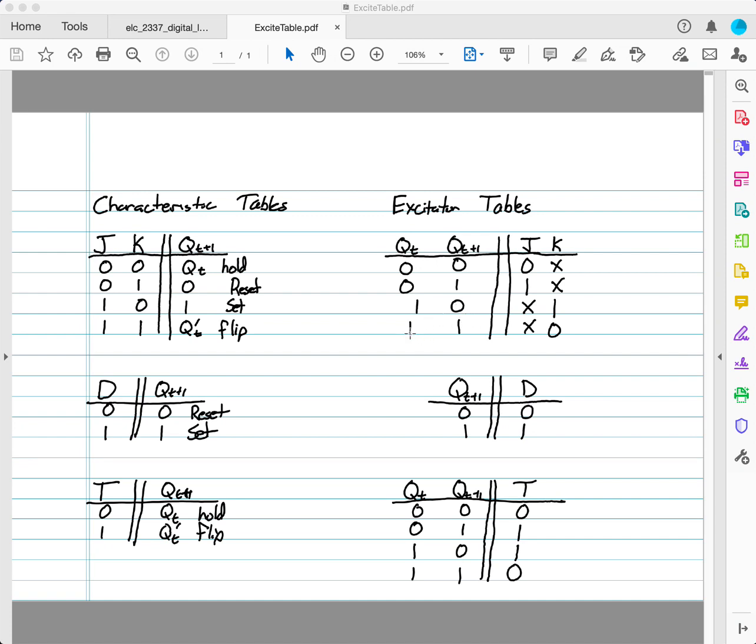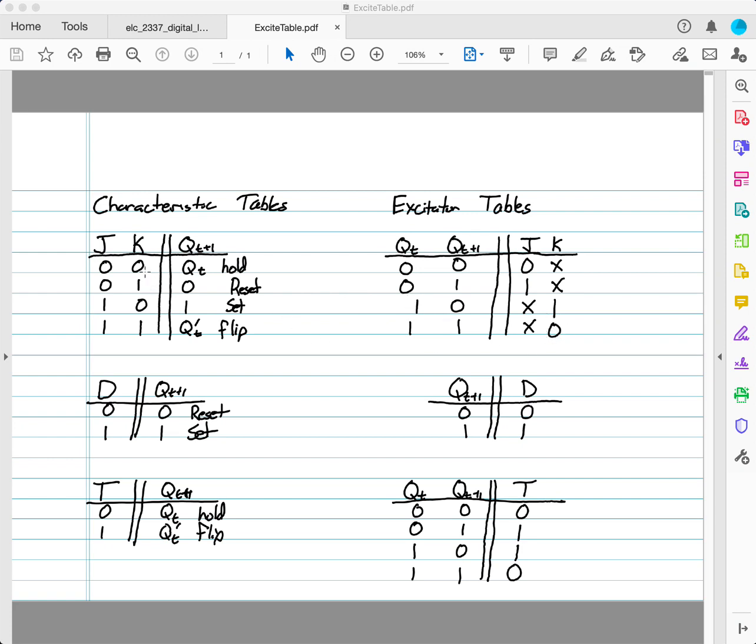For the final row of the excitation table, I'm going from qt equals 1 to qt plus 1 being 1. That means I could either hold or I could set the bit, right? Hold because the qt value and qt plus 1 are the same, so I just hold it to the next time instant, or I just set qt plus 1 to 1. Both of those have k equal to 0.